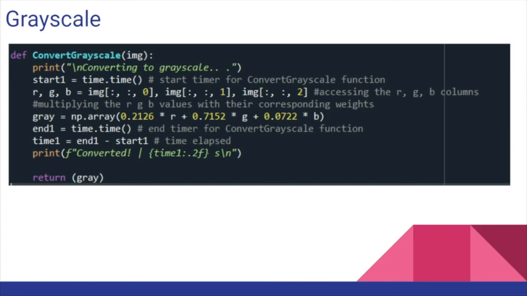Okay, so the grayscale function: this function will convert the red, blue, and green pixels to grayscale and then output a 2D array of the grayscale values. So this is pretty standard. In the second line of the function, we're just going to start our timer. Then the third line is accessing the RGB columns. So we're going to get the RGB values for each pixel, and then in the next line we're going to multiply the RGB values with their corresponding weights to convert it to grayscale. And then we're just going to end the timer and find the time elapsed and then print that.